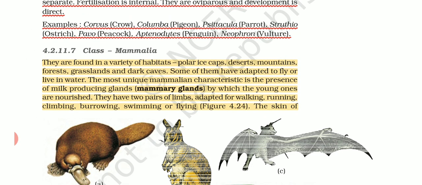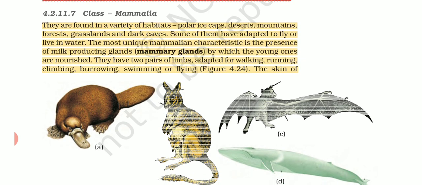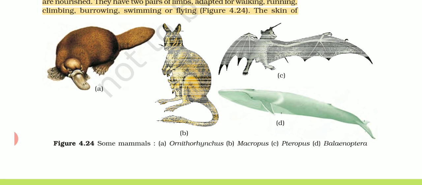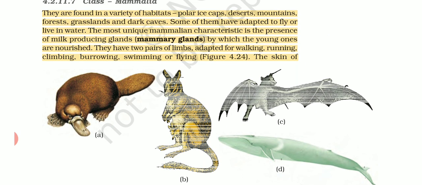Coming to the last class, that is Mammalia, the most complex creatures present on the earth. They are found in variety. Variety not in habitat but even in the characteristics. Some of them can stay on polar ice caps. Some of them can be found on deserts, few on mountains, in forest, grasslands, dark caves. And some of them can even fly like bat. Or they can live in water such as shark, whale, etc.